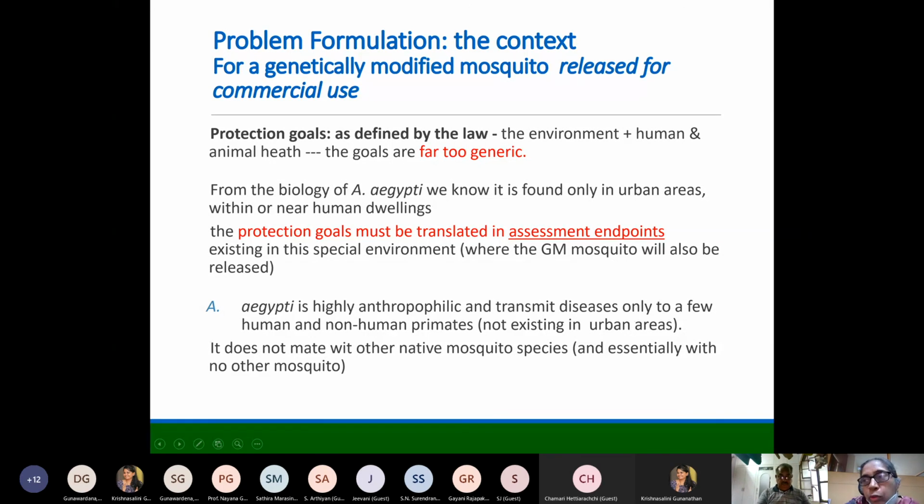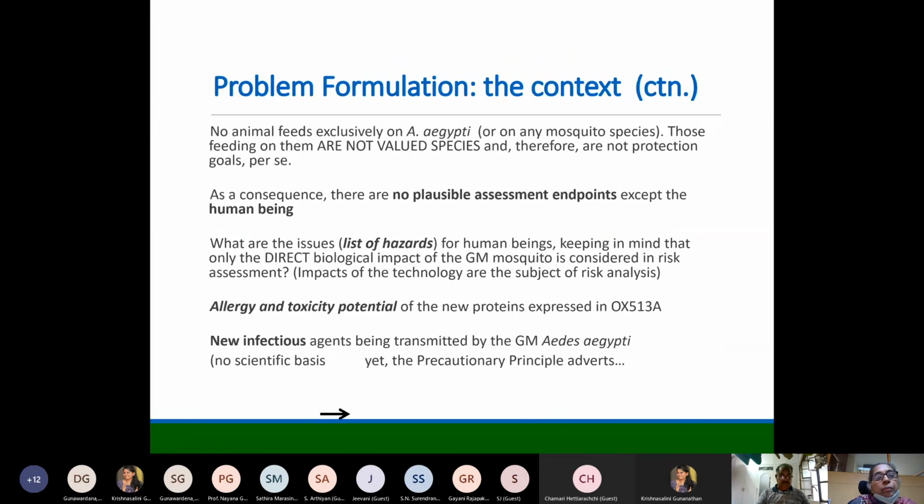I mean, you have to do it systematically, to keep ruling out and then concentrating on the key issues. It doesn't mate with the other native mosquito species and essentially with no other mosquito. That was their observation. So, no animal feeds. You will very commonly hear, oh, there are a lot of animals that feed on them, fish and all that feed on the mosquito. So what about the food chain being affected? These are the kinds of issues ecologists will raise.